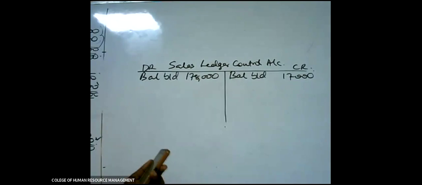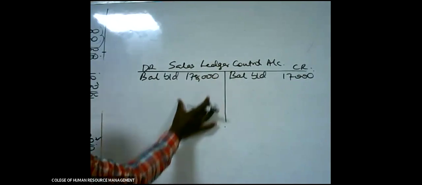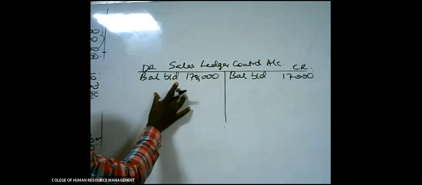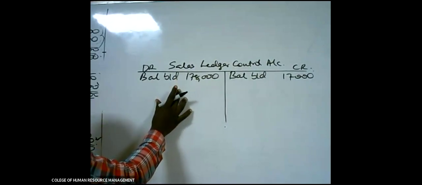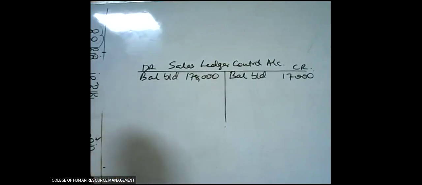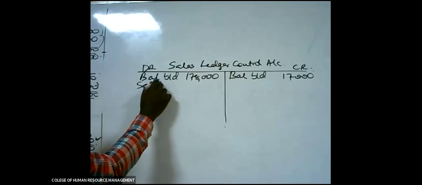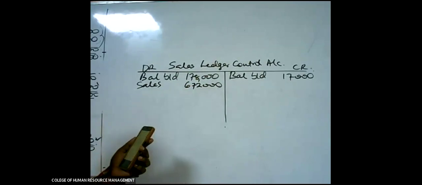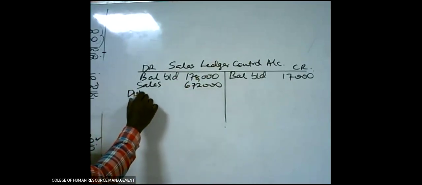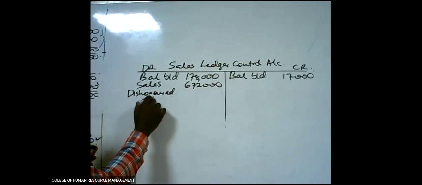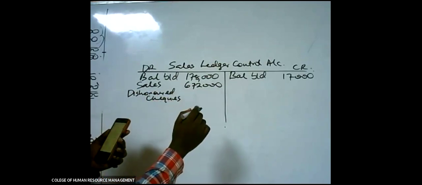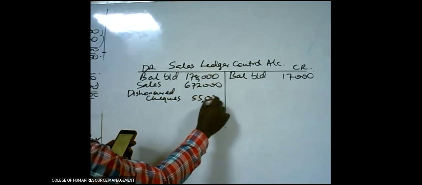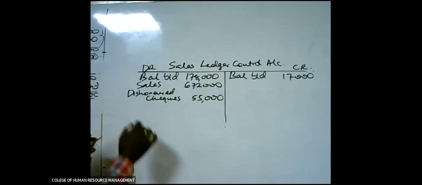Then we said we have got the big 4 items that will be on the debit. That is credit sales, dishonored check, interest or penalty to customers, and the refund to customers. Identify out of those four, what has the question provided you? We have the sales, 672,000. We have the dishonored checks of 5,000. We also have a refund to customers.